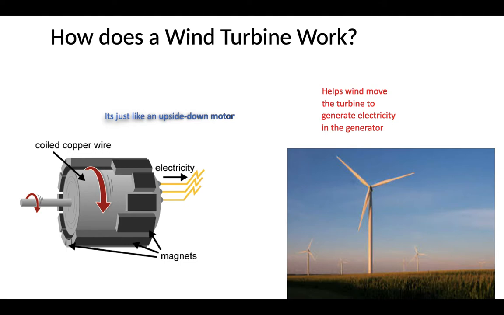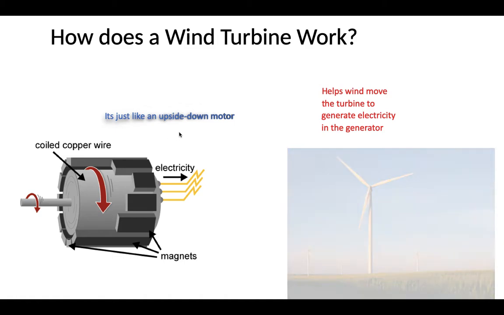A generator is very much like an upside down motor, since in a motor, what do you do? You plug it in, give it electricity, and it rotates. In a windmill, you do the exact opposite. You rotate it, and you get electricity instead of giving electricity and getting rotation. So it's the exact opposite.